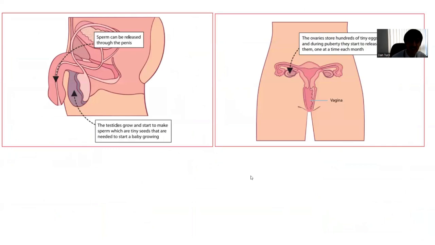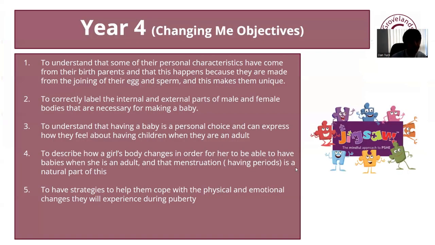Here's some more specific diagrams of the body parts that we'll be talking about with the children in year three. So you can see words like testicles and sperm, ovaries and puberty, which are used with the children so that they know the correct sort of scientific terminology. On to year four, the objectives, there's a continuation really.